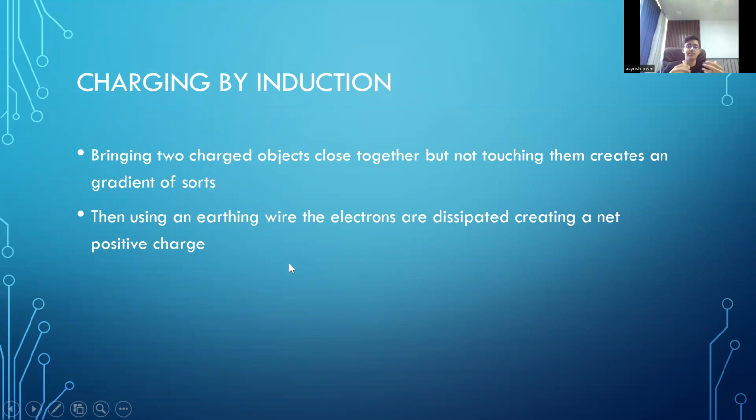So what I'm basically saying here is that if you bring an earthing wire to the negative point, the electrons are all going through the path of the least resistance from the earthing wire into the ground, and so there's only positive charges left.